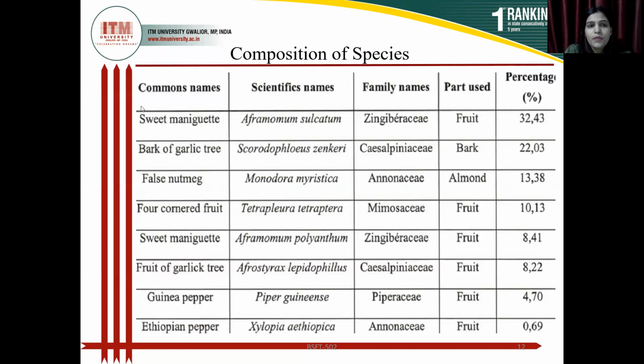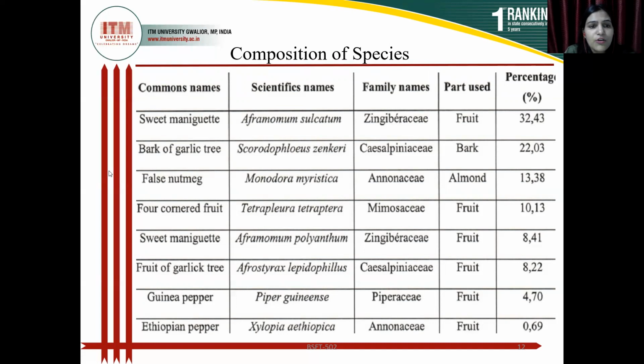Here are some common names of the spices, their scientific names, family names, the part used, and the percentage. The sweet mannequin, Aframomum sulcatum, the family is Zingiberaceae, and the part of these spices used is fruit. The contribution percentage here is 32%.